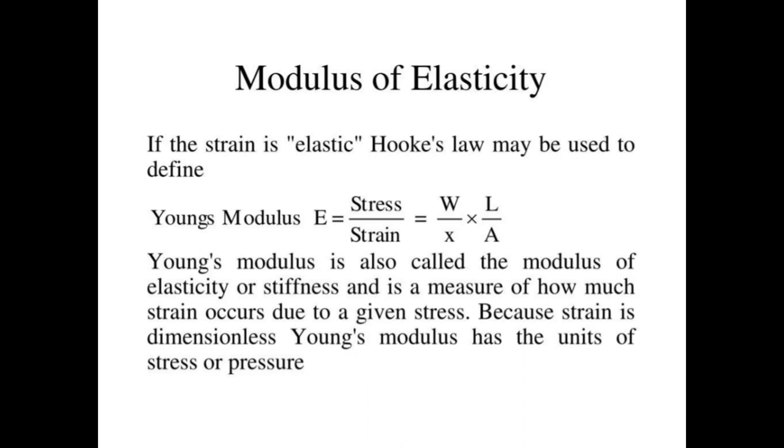Because strain is dimensionless, Young's modulus has the units of stress or pressure. Young's modulus, or the modulus of elasticity, is denoted by capital E, and it is stress divided by strain, where stress is load per unit area, whereas strain is deformation per unit length, right?